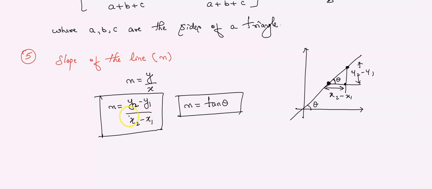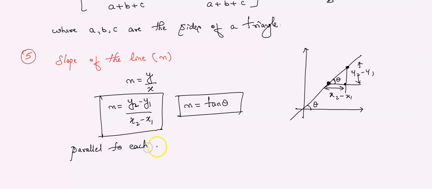So remember, the slope of a line formula is m equals y2 minus y1 by x2 minus x1, and m equals tan theta. Now here we have two conditions. Remember students, we have the equation of a line. Before going to the equation of the line, we have two specific conditions. Which are those? If you want to find the slope when two lines are passing parallel to each other.